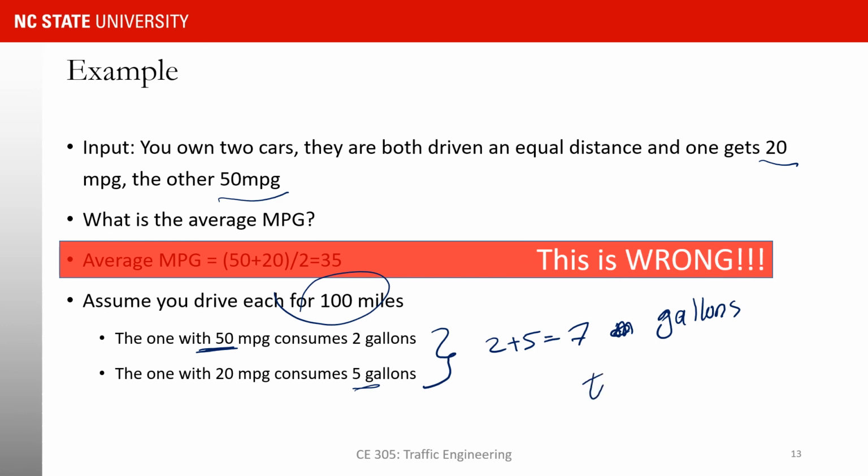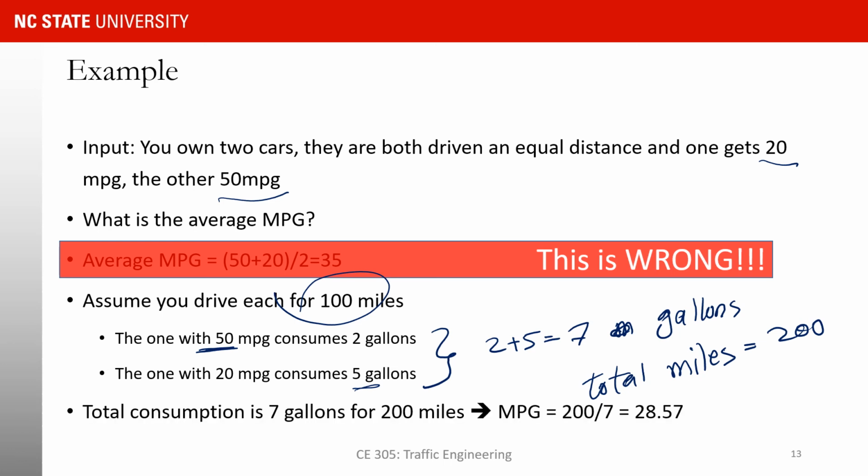So total miles is 200. So what is my MPG? It's 200 divided by 7, or 28.57. Space mean speed follows the exact same thing. You want to find the total distance, and total distance here is very similar to total miles, and you want to divide it by total time, which here is total gallons.